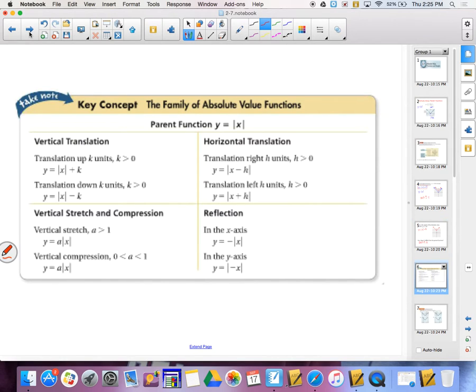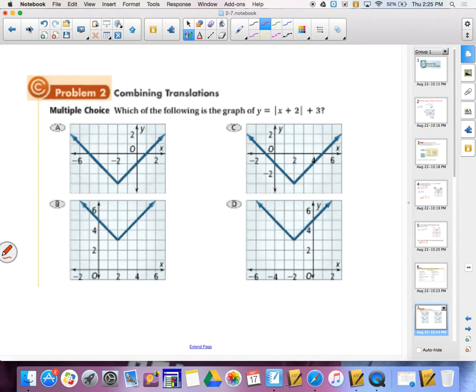This is just a review of what we went over yesterday. If you want to look at it in Canvas, you can. So here's problem number 2. Now we're going to combine some translations, okay? They give us more than just "go up or down." They want to know which of the following is the graph of y equals the absolute value of x plus 2, plus 3.